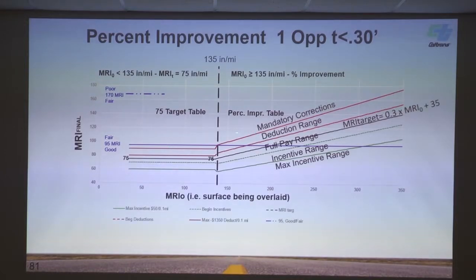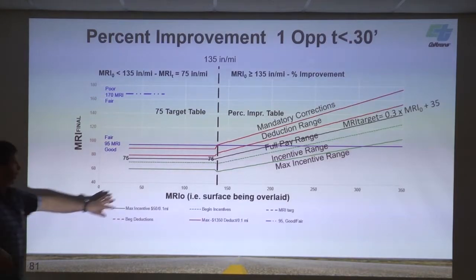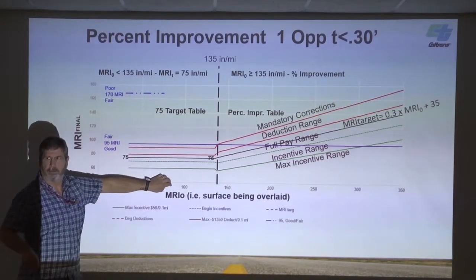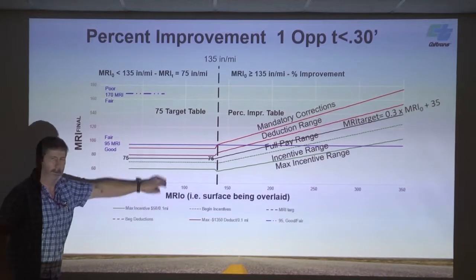If we go over that top red line, that's our mandatory correction level. If we pave smoother than a 75, we get the incentive, but we've got to be between these two green lines to get any kind of incentive, and it just maxes out the incentive. So that job that we looked at, that plot of circles that we saw, was roughly in this area. If we plotted those plots on that last project, we would have been about here.